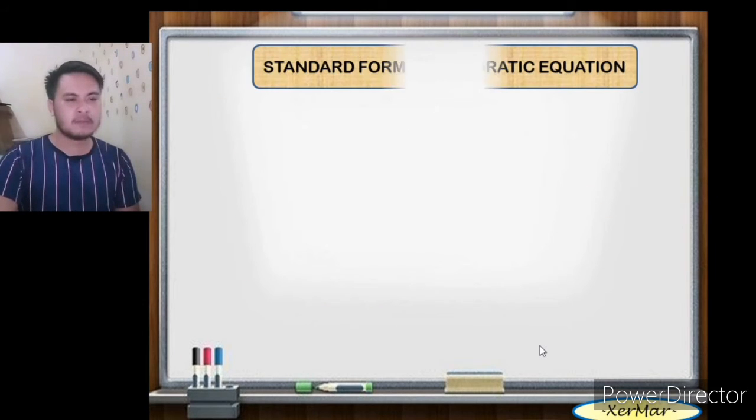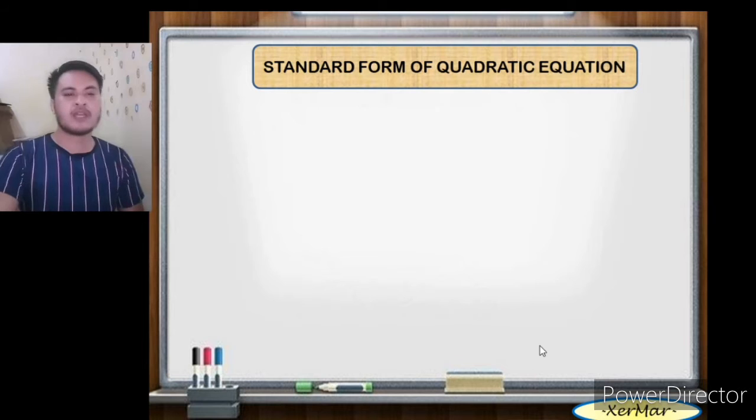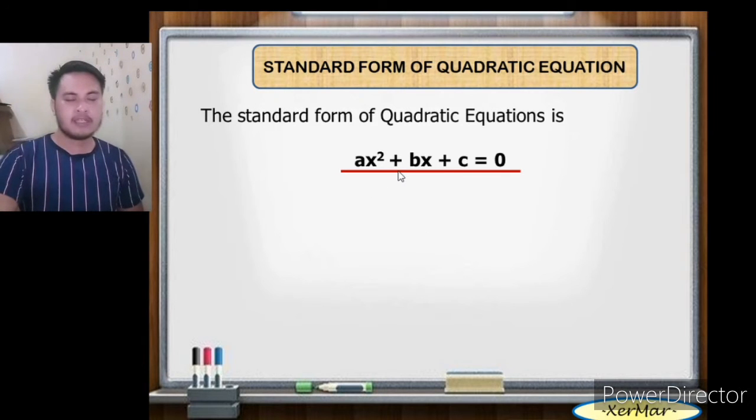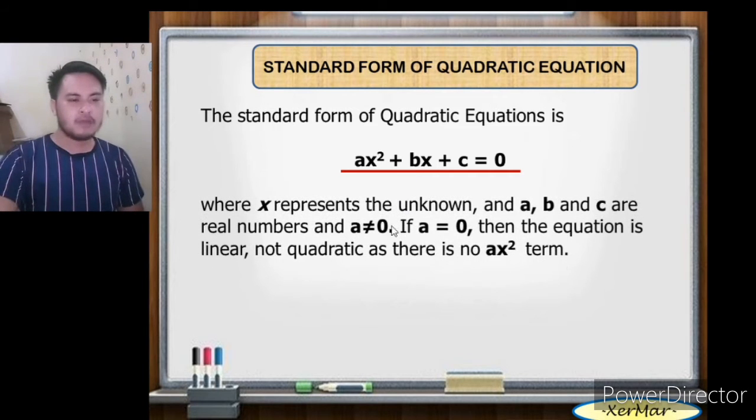So proceed. Standard form of quadratic equation. The standard form of a quadratic equation is ax squared plus bx plus c equals 0, where x represents the unknown and a, b, and c are real numbers and a is not equal to 0. Why? If a equals 0, then the equation is linear, not quadratic, as there is no ax squared term.